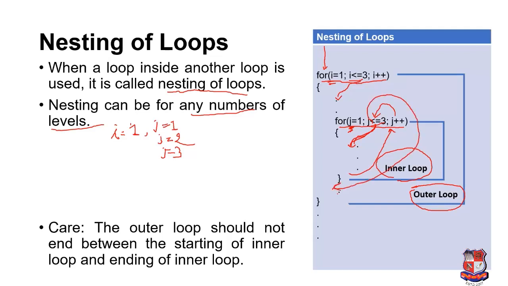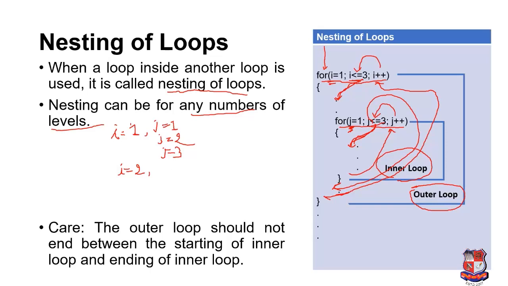So control now goes out of the inner loop. If any statement is there, it will execute; otherwise control goes to increment the value of i. The value of i will now be 2. This value is given to the condition: 2 less than or equal to 3. The condition is true, so control goes into the body.